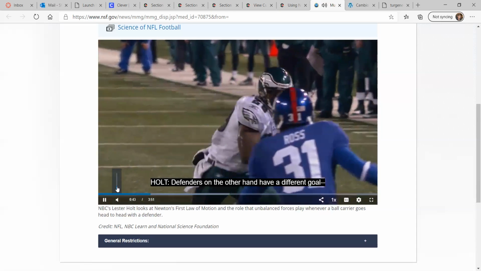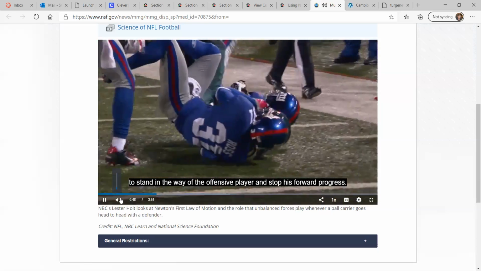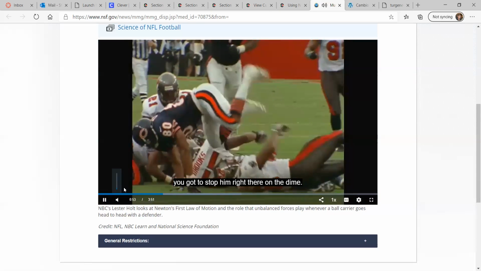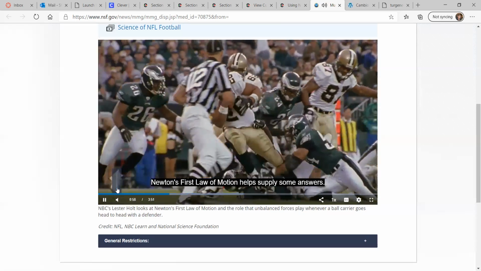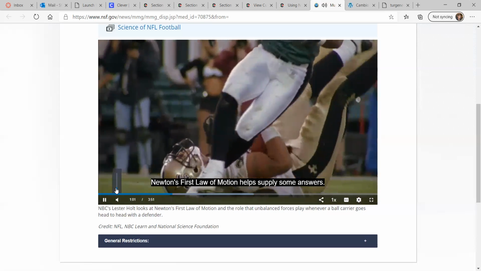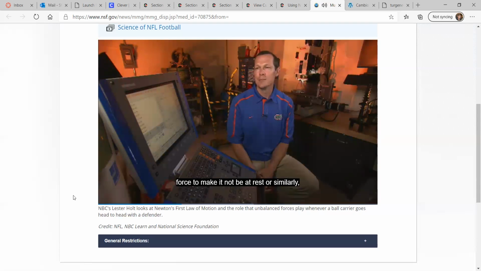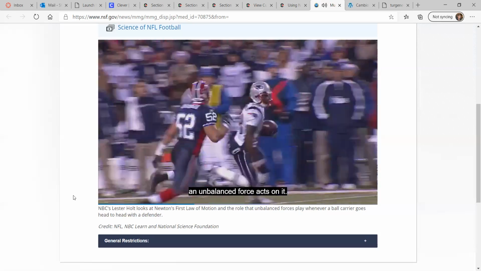Defenders, on the other hand, have a different goal: to stand in the way of the offensive player and stop his forward progress. When you come in and make the tackle, you've got to come in and you've got to stop him right there on the dime. Who wins this epic battle between the ball carrier and the defender? Newton's first law of motion helps supply some answers. Newton's first law says that if an object is at rest, it requires an unbalanced force to make it not be at rest. Or similarly, if an object is in motion, it tends to stay in motion in a straight line at a constant velocity unless an unbalanced force acts on it.